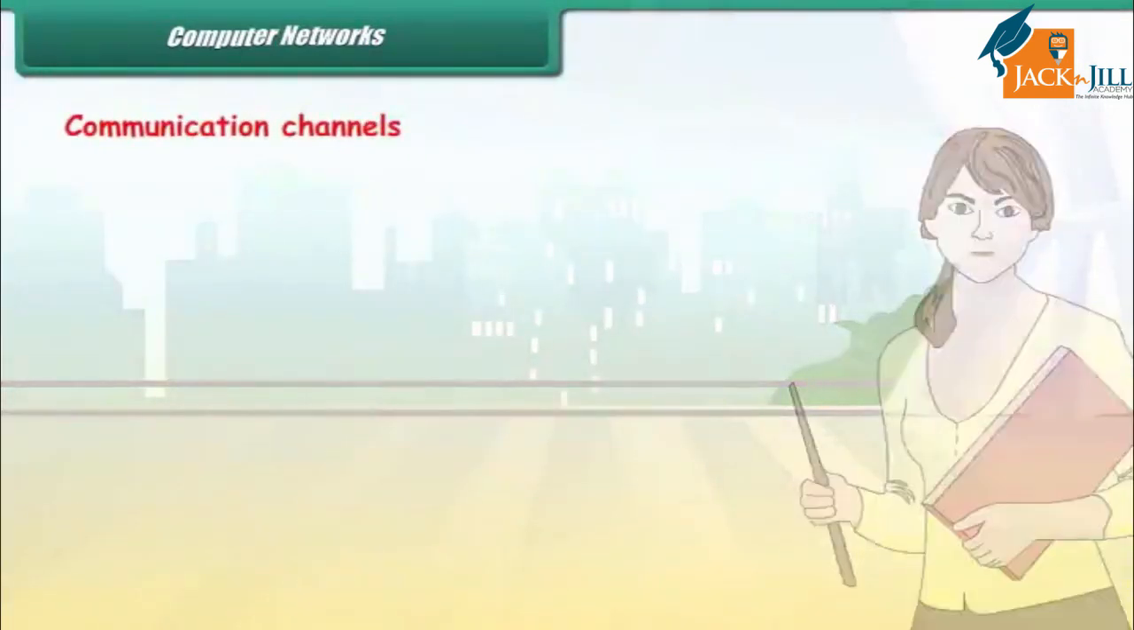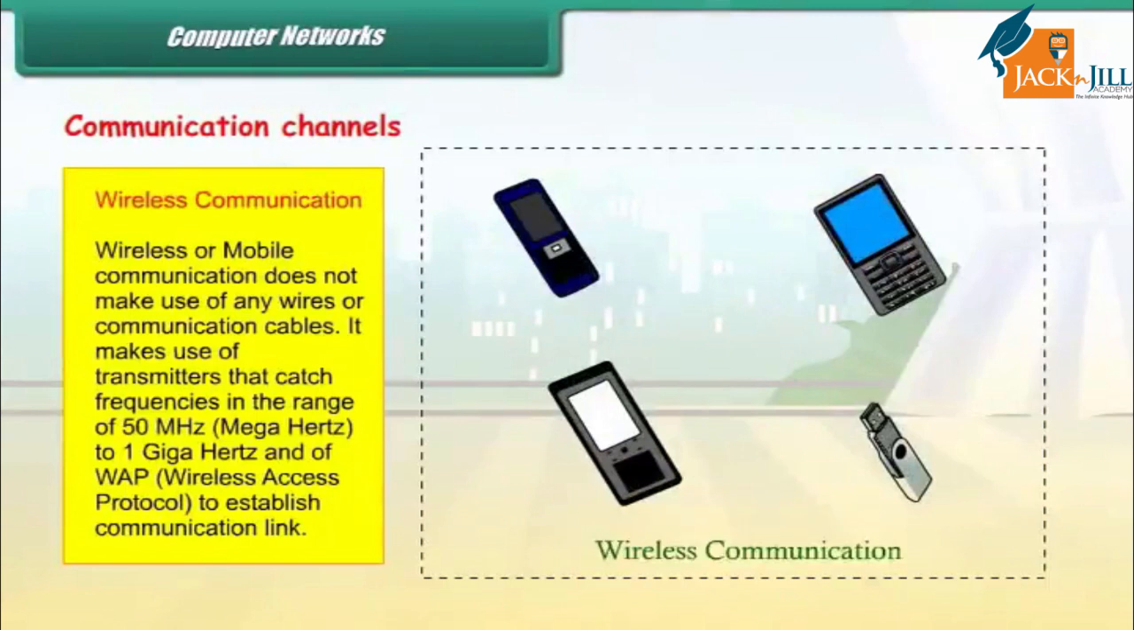Wireless communication. Wireless or mobile communication does not make use of any wires or communication cables. It makes use of transmitters that catch frequencies in the range of 50 MHz to 1 GHz and of WAP, or Wireless Access Protocol, to establish a communication link.